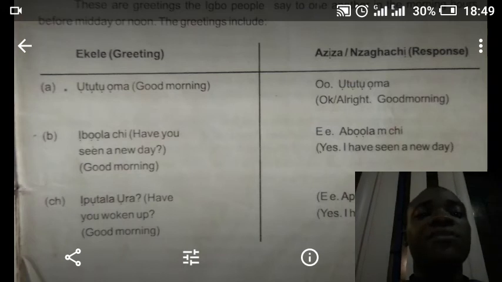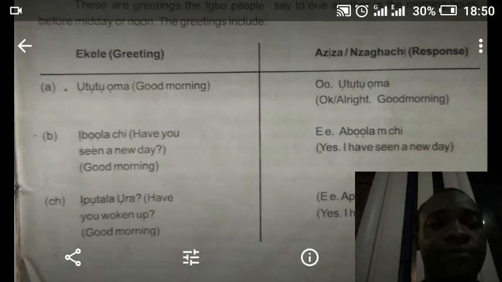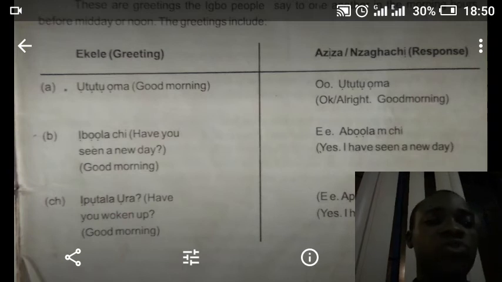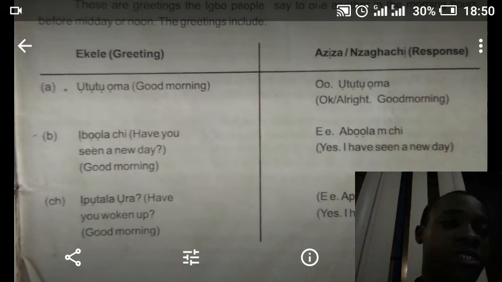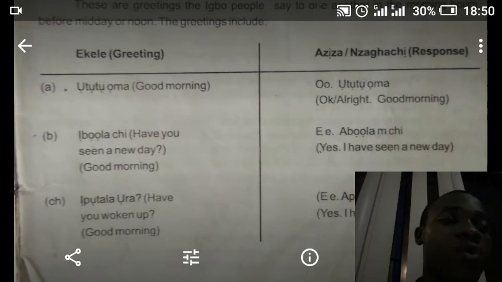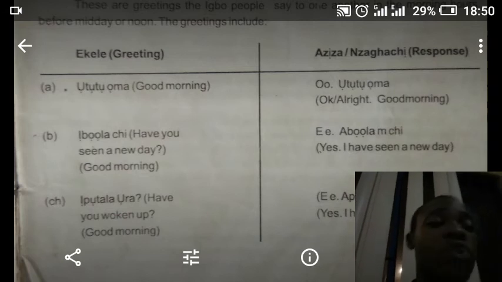Okay, number one, in the morning we say ututu oma. These are the greetings we say in the morning. Ututu oma means good morning. Then the response is o. Either the person you are greeting will say o to you, or the person will say ututu oma o. In English that means okay, all right, or it can still be good morning.